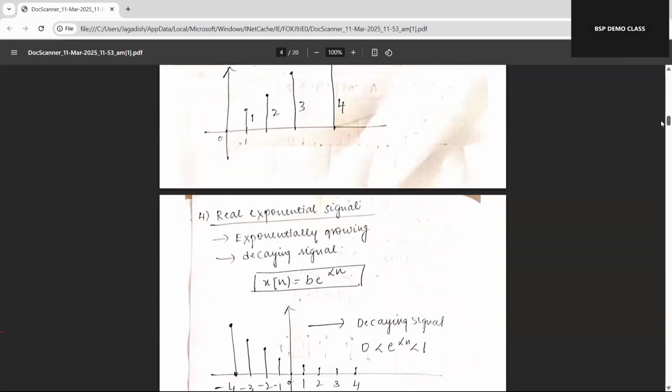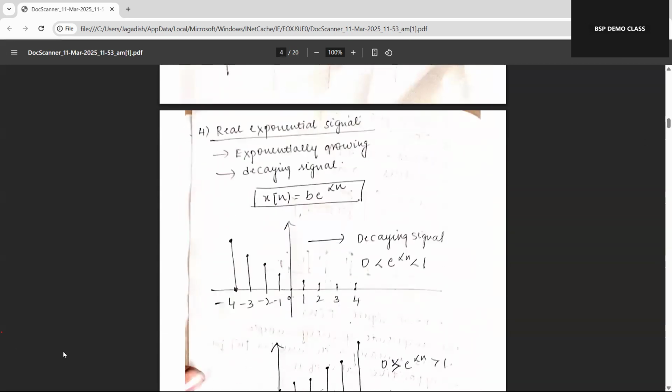The next one will be the real exponential signal. Real exponential signal is divided into two types. One is exponential growing and the next one will be the decaying signal. This formula you have to remember for exponential signal. X of n is b into e to the power of alpha n.